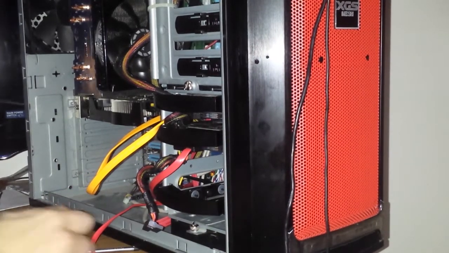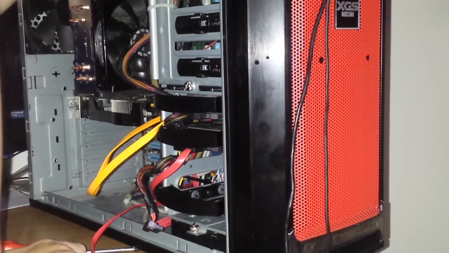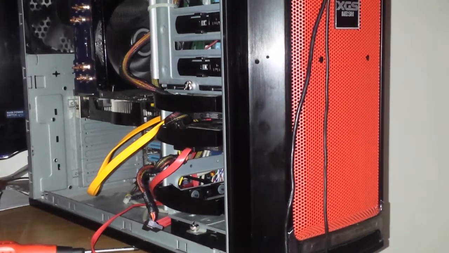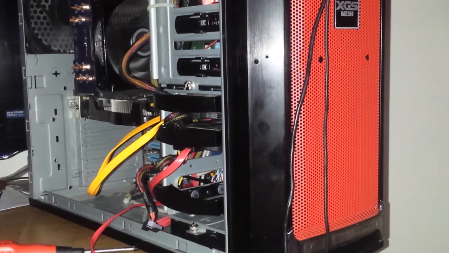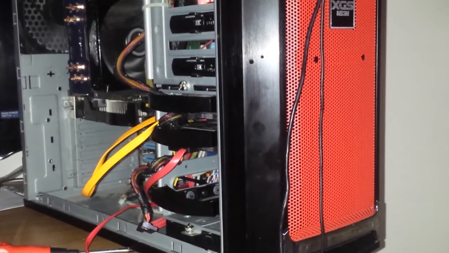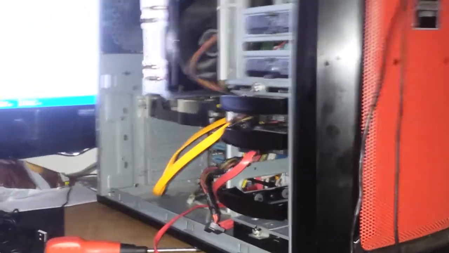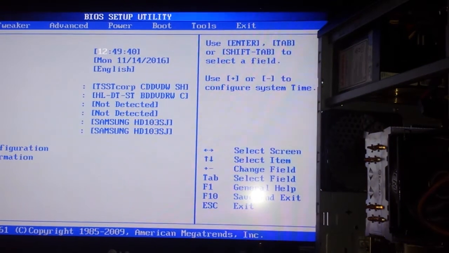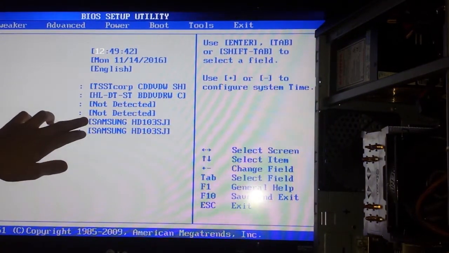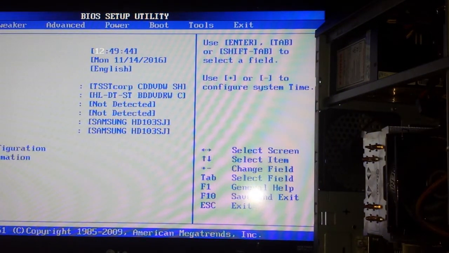Okay, so let's just plug it back in. I'm going to load it into the BIOS with just the one slave drive connected to see if that does anything. If it is the hard drive, then we can figure out if I need to buy a new hard drive or not. So let's just load that up. Okay, so as you can see there, it's detecting two Samsung hard drives, which is always good.